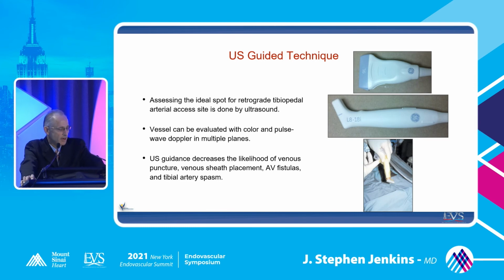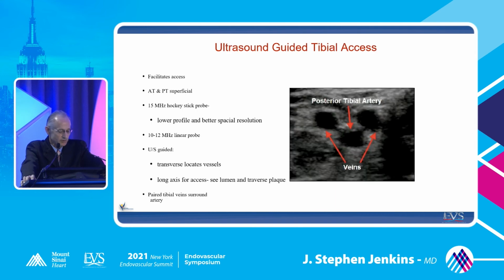For the ultrasound guided technique, I think the hockey stick probe is of utmost importance, mainly because of its much lower profile. This is very thin skin. You can get the needle underneath it. It has a much better spatial resolution. And for the posterior tibial artery, please hit the nose and not the eyeballs. There's paired veins associated with it.